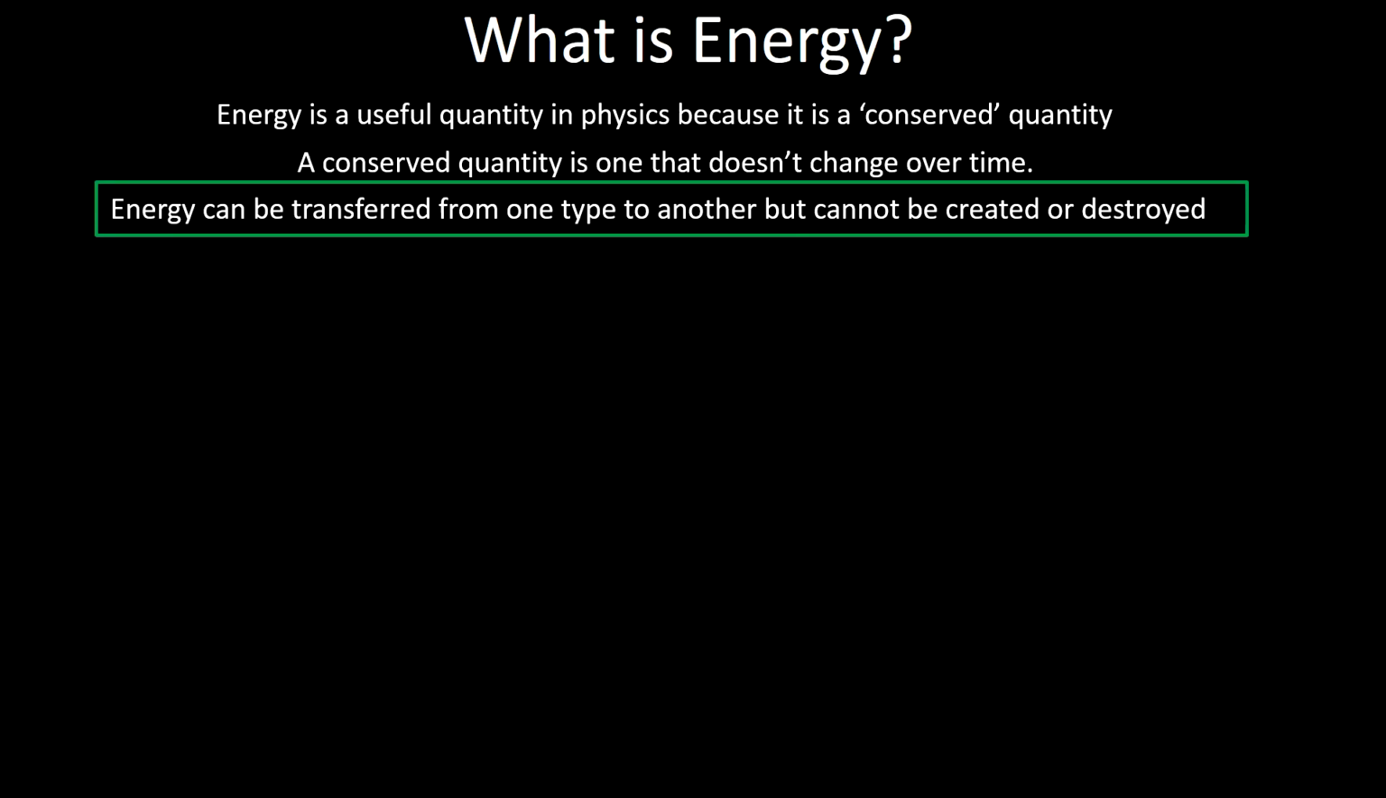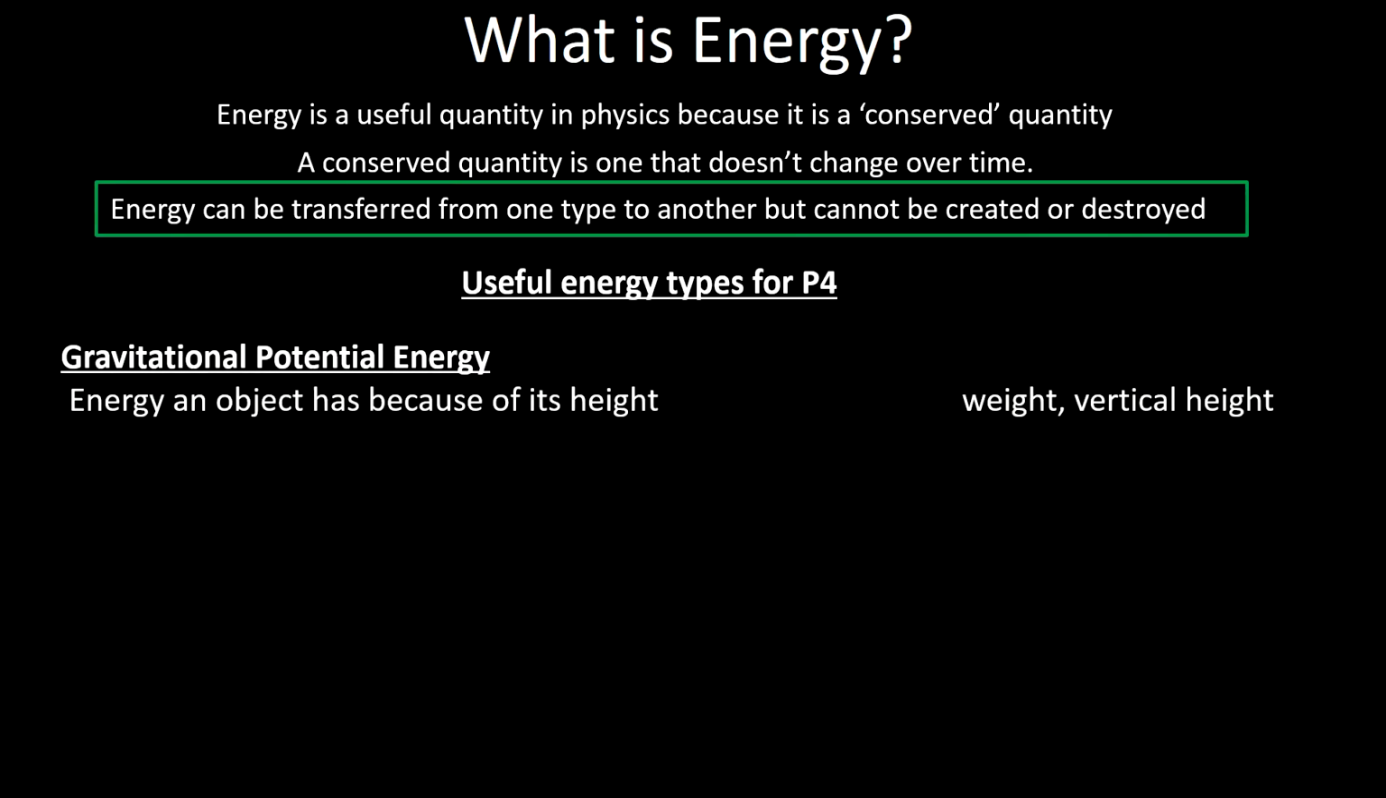Now, P6 tells us this isn't strictly true because we can change energy into matter and matter back into energy, but for the purposes of P4, this is true. Okay. So the most useful energy types you need to make sure you understand for P4 are gravitational potential energy. That's the energy an object has because of its height in a gravitational field. So if you move an object higher above the surface of the Earth, then it will gain gravitational potential energy. The two quantities that affect how much gravitational potential energy an object has are the weight of the object, so an object with more weight will have more energy, and the vertical height, so the higher off the ground it is, the more energy it will have.